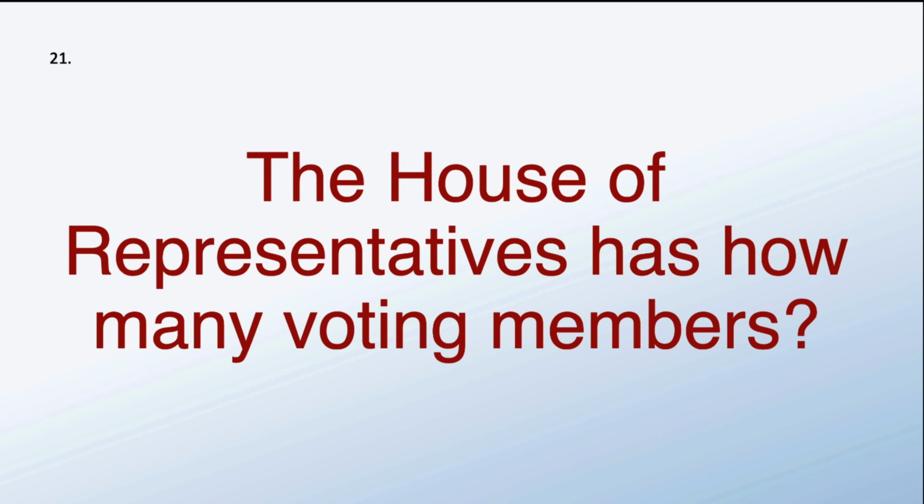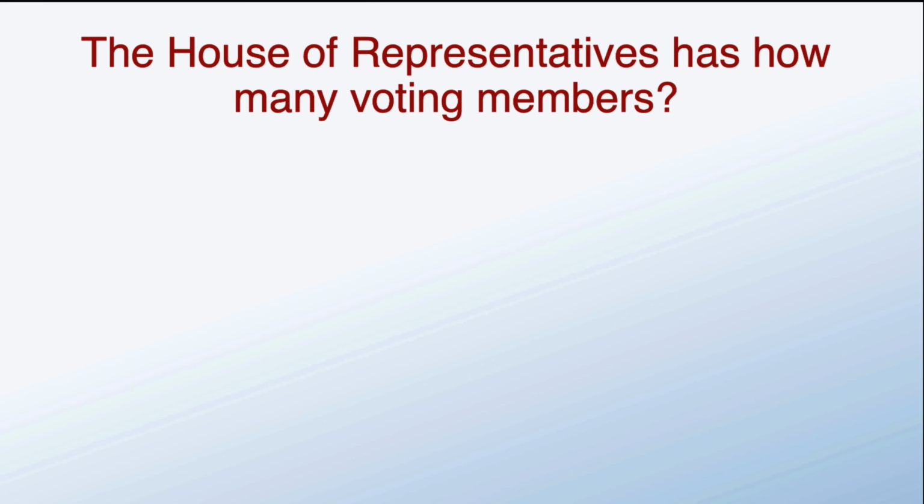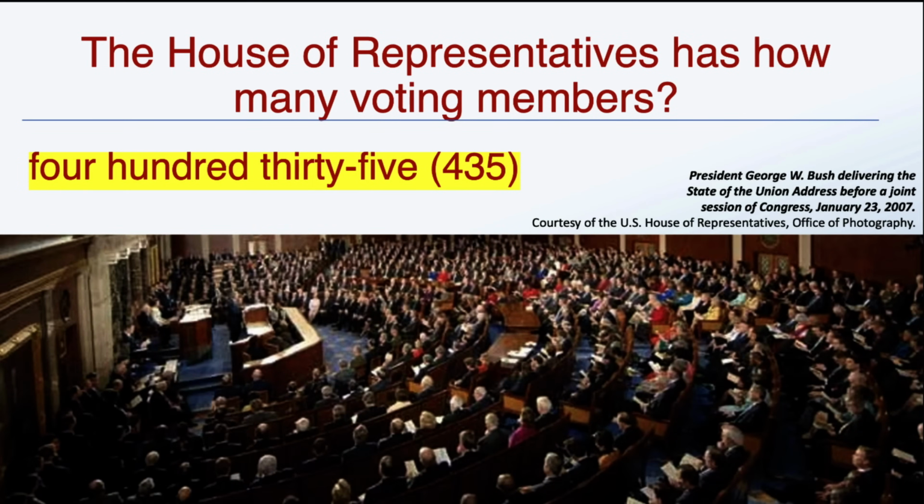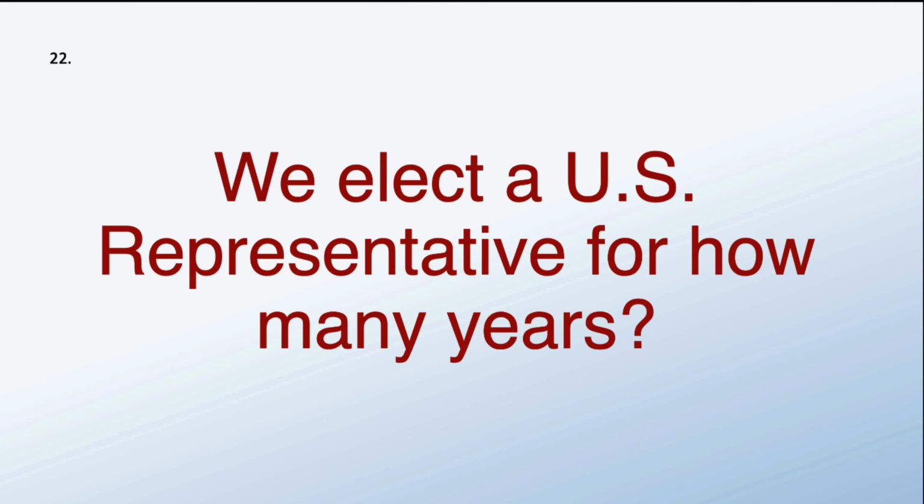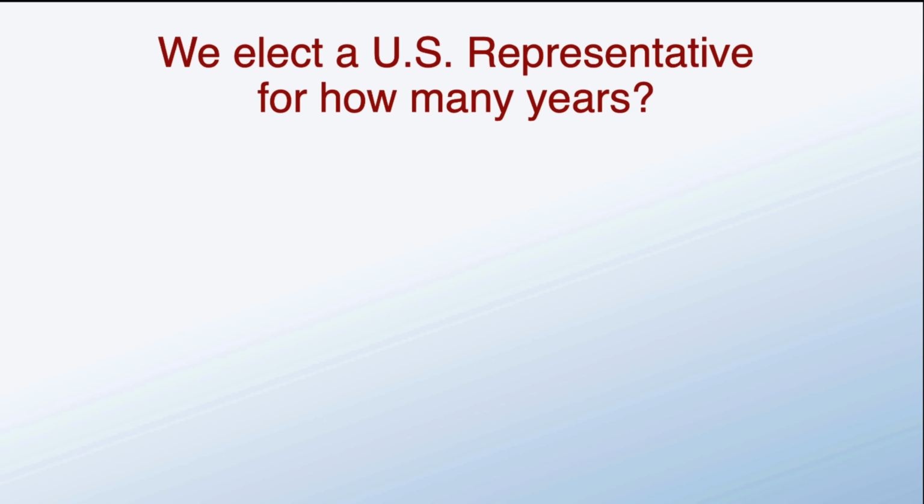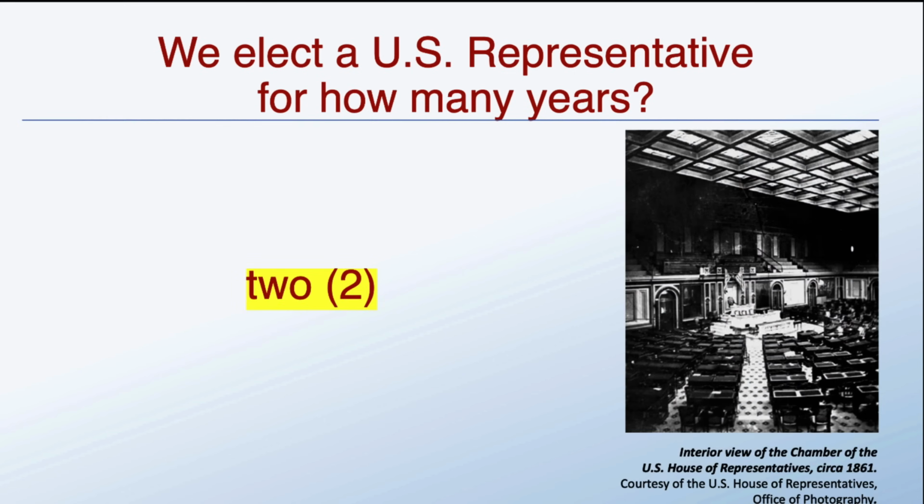The House of Representatives has how many voting members? 435. 435 voting members are in the House of Representatives. We elect a U.S. representative for how many years? 2. 2 years for a U.S. representative.